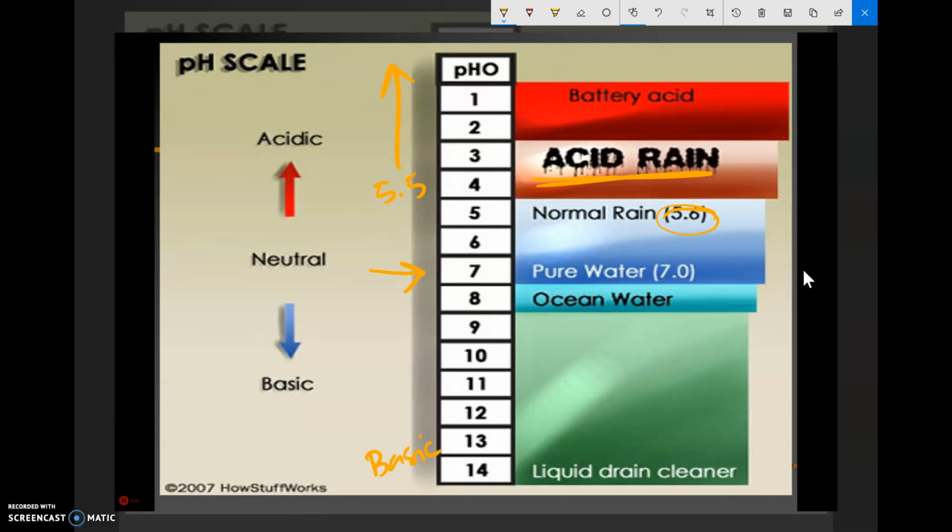problem. And they can combat that with a base. A really common base they use is calcium carbonate, which is also used in making chalk. And they can put that in a body of water, and that will help neutralize that acid.